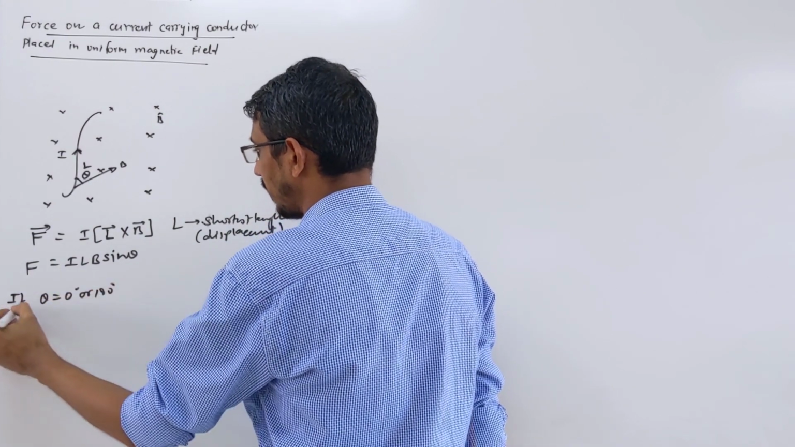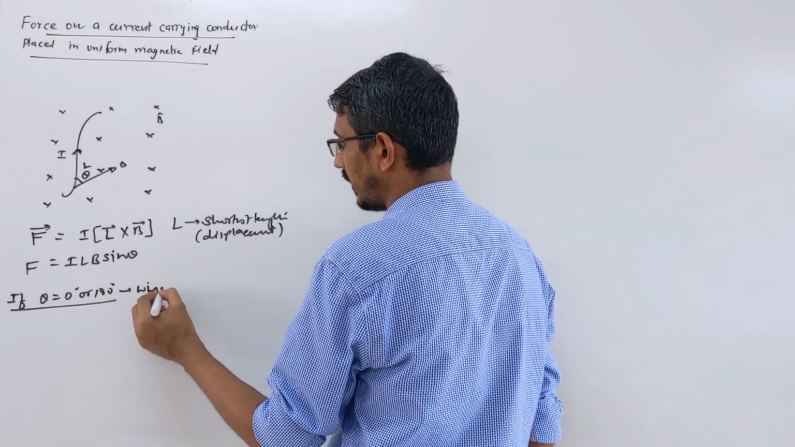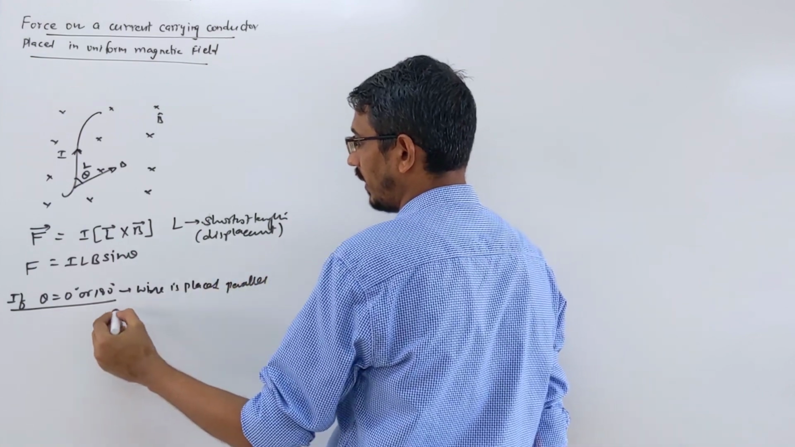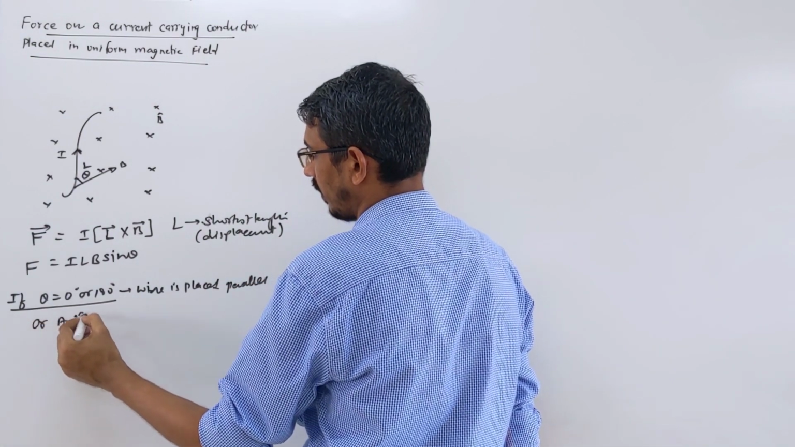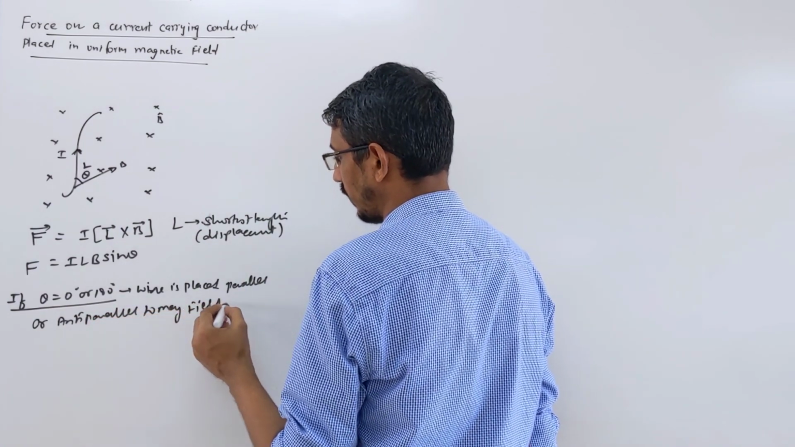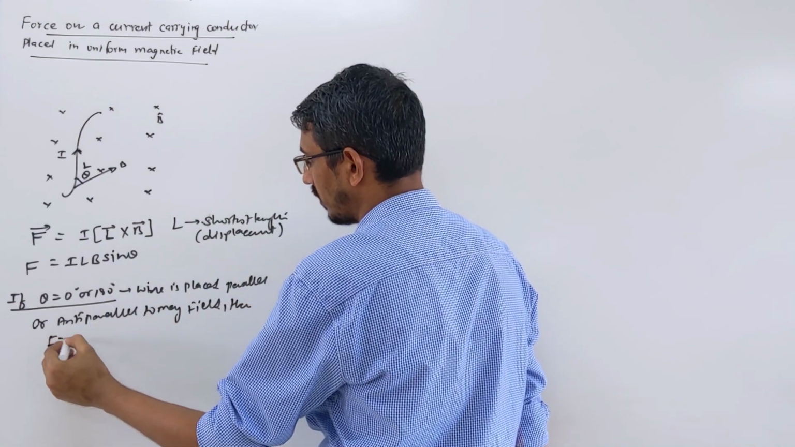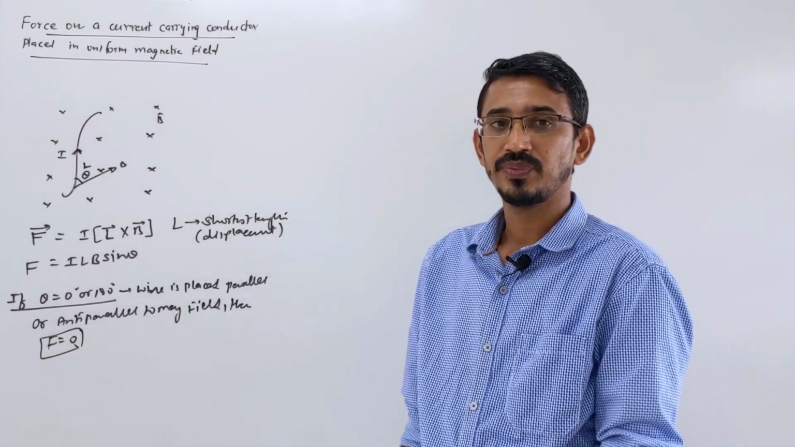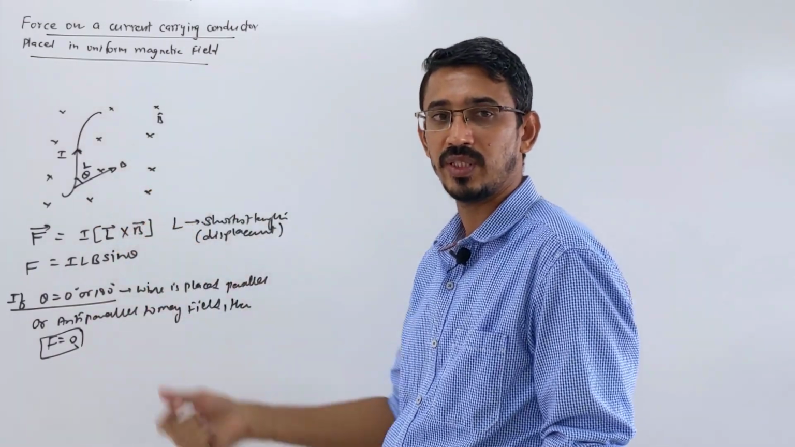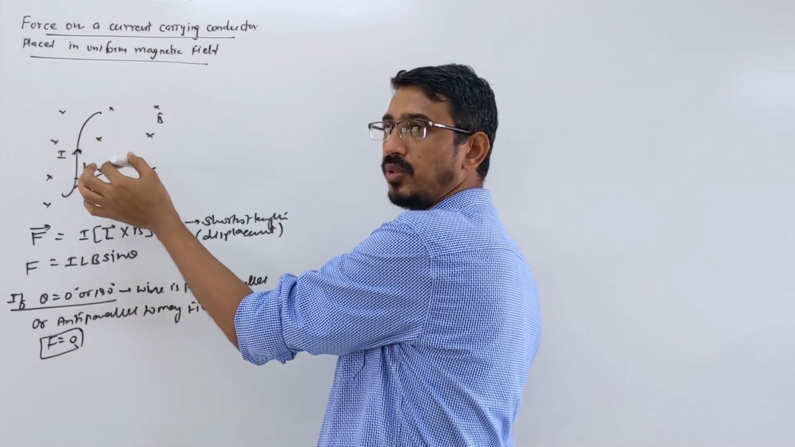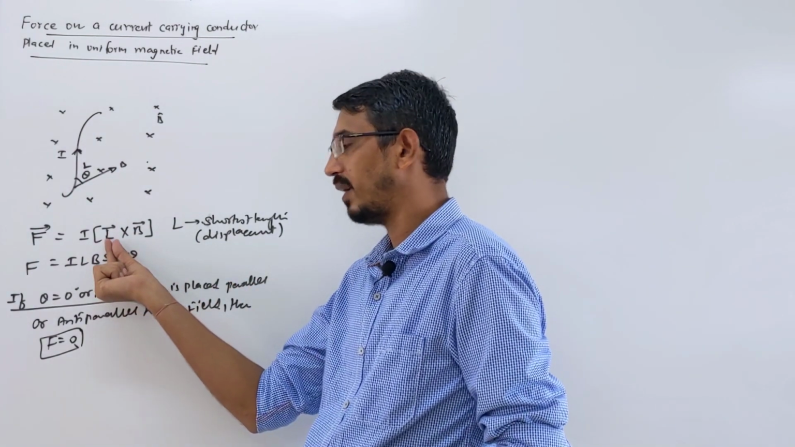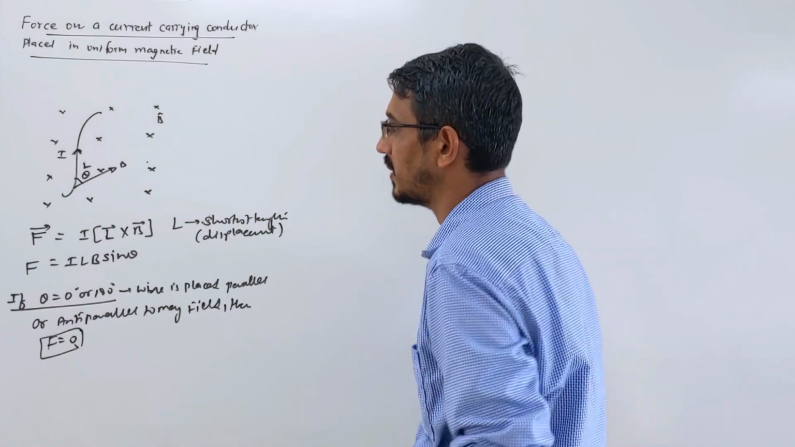Clearly you can see that if theta is equal to 0 or 180 degrees, it means your conductor or wire is placed parallel or anti-parallel to the magnetic field, then it will experience no force. Then F will be 0. Like here I have drawn the magnetic field inward, perpendicular to this board. If I put a wire into the board, perpendicular to the board, again it will not experience any force. When the angle between length and magnetic field is 0 or 180, it will not experience any force.